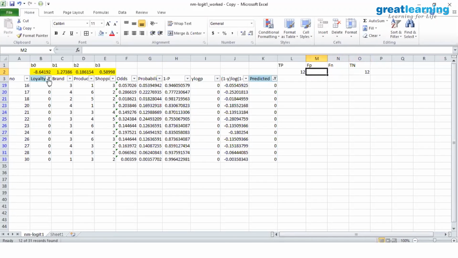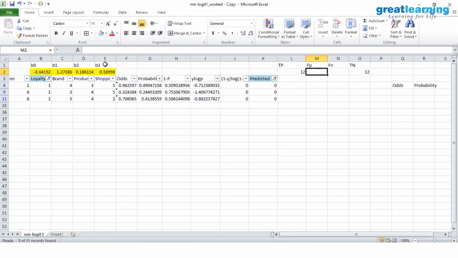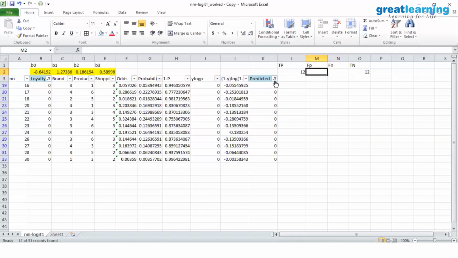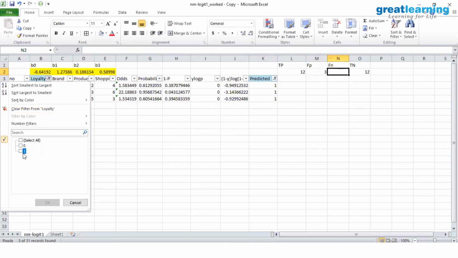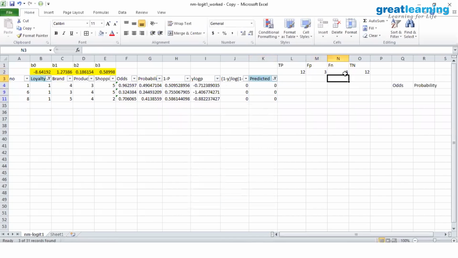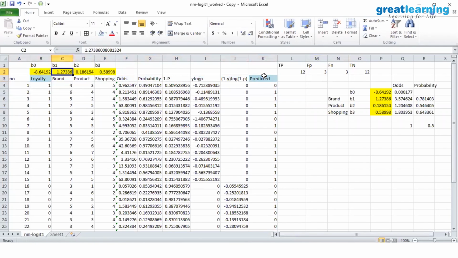Now, falsely predicted as positive is 3. And falsely predicted as negative, which is actually positive, is again 3. Since it is in a textbook, it is easy for representation. That's why they have given a very simple way of doing it.